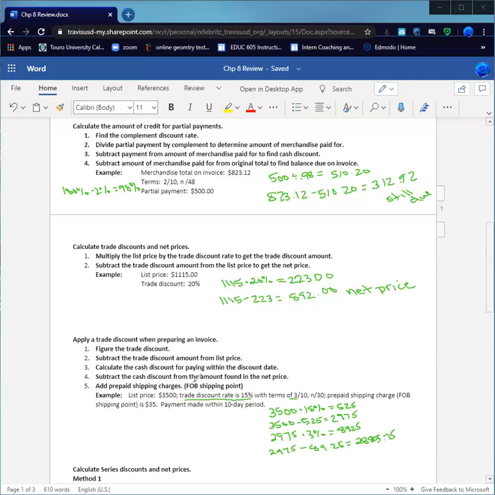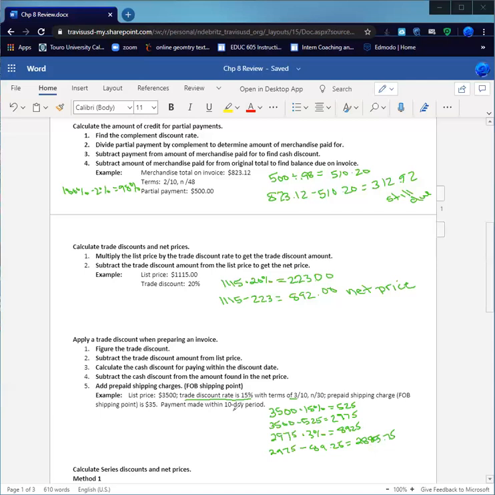So we subtracted the cash discount from the final price, and then we have to add the prepaid shipping charges. FOB means free on board, which means that once the merchandiser, the person selling the stuff, puts it on the shipping company's dock or wherever they're shipping from, their postal service or whatever, then it becomes no longer their responsibility.